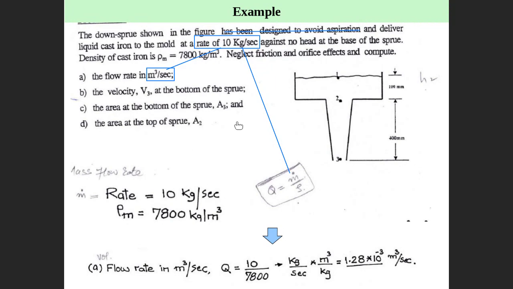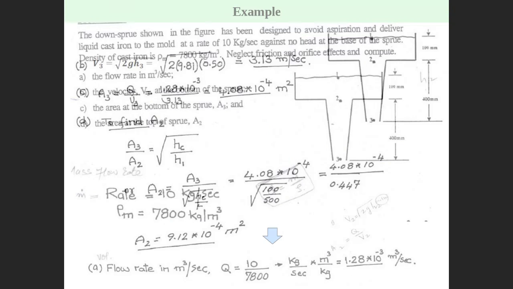So area at 3. Then we need area at 2. What is the area at 2? There is a relation between area at 2 and area at 3 related to the head. Then use the relation between area and head. Another way is to calculate the velocity at 2, equal to square root of 2gh2, which is 100. Then you get velocity at 2, and you know the flow rate. Flow rate is constant everywhere. Then you can get the area. So either you use the velocity method to get the area, or you use the area head relationship to get the area at 2. Let's see the solution.